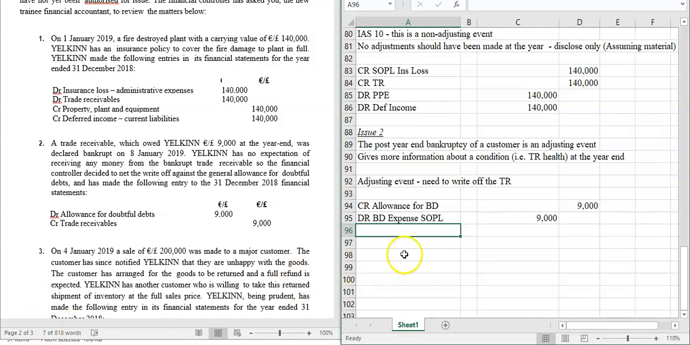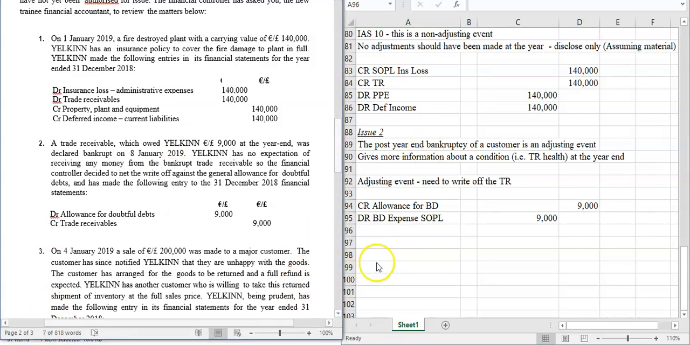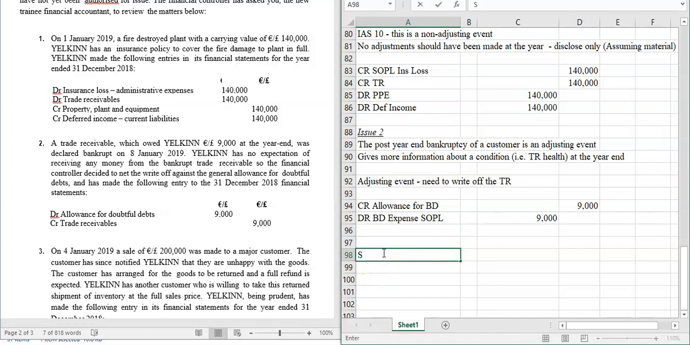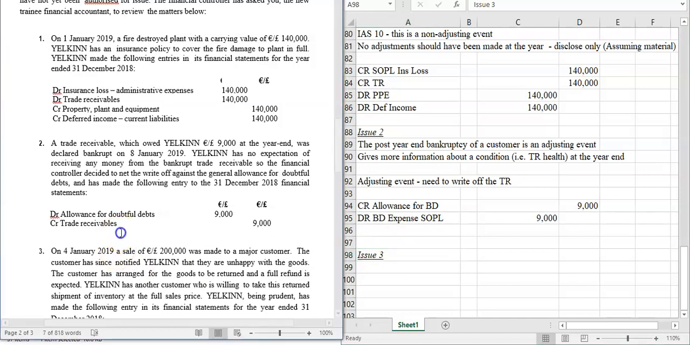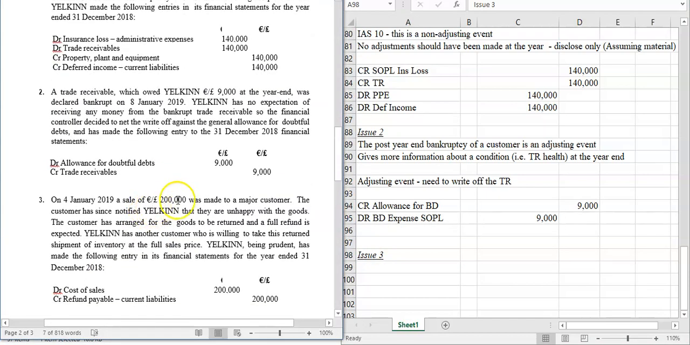All right, so that's our issue 2, and we've explained it as well as was required in part B. Issue 3. So these are good little small examples to test your knowledge of the standards. A sale of 200,000 was made to a major customer. The customer has since notified Yelkin that they are unhappy with the goods and that they've arranged for the goods to be returned and a refund in full expected.